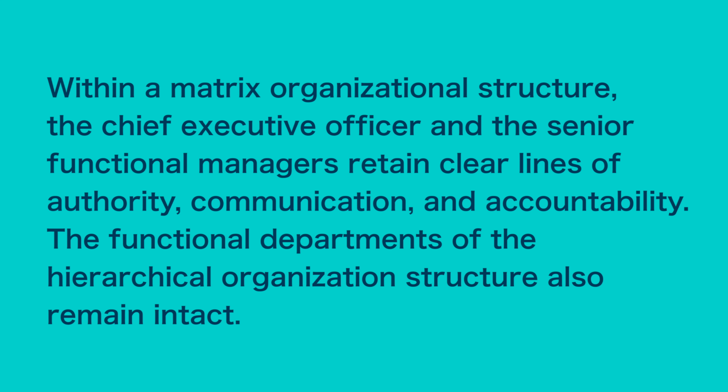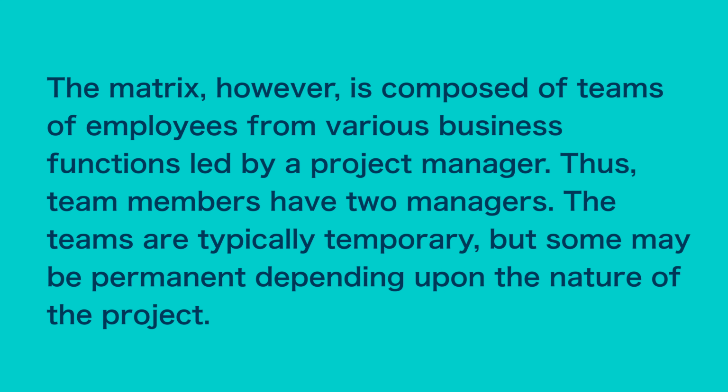Next comes the explanation of how a matrix organizational structure works. Within a matrix organizational structure, the Chief Executive Officer and the senior functional managers retain clear lines of authority, communication, and accountability. The functional departments of the hierarchical organization structure also remain intact. The matrix, however, is composed of teams of employees from various business functions led by a project manager. Thus, team members have 2 managers. The teams are typically temporary, but some may be permanent depending on the nature of the project.